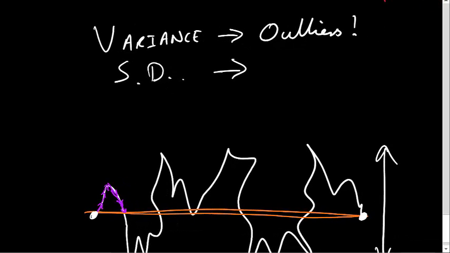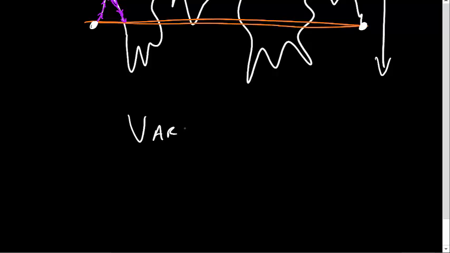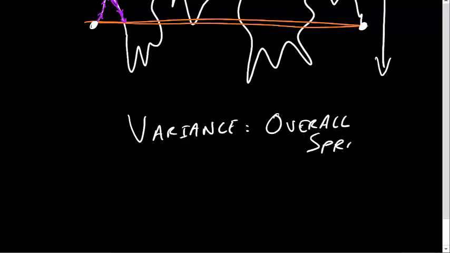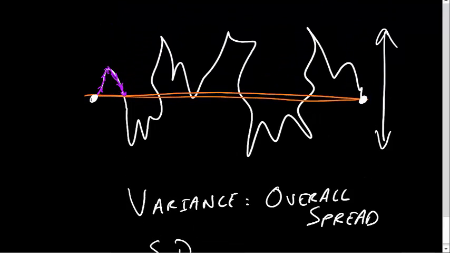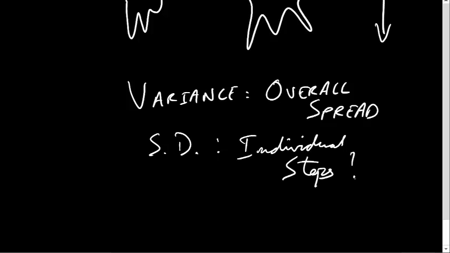So the variance, another way of thinking about it, gives an idea of overall spread. Okay, whereas my standard deviation, if you want to use that walking example, gives me my individual steps. Sorry, my handwriting has gone awful. Individual steps. Okay, so that's another way which you can think of it.